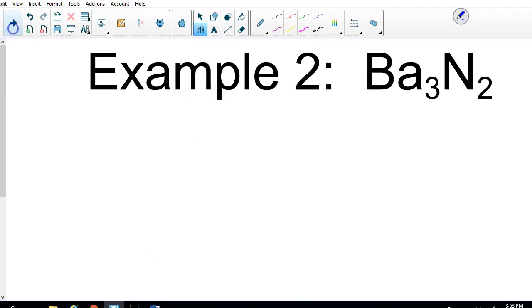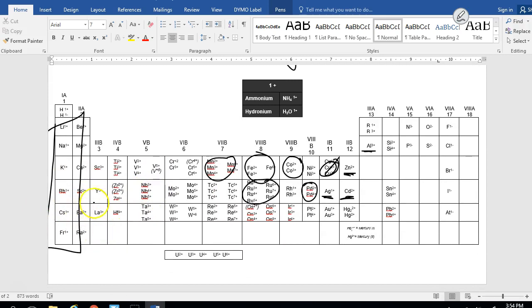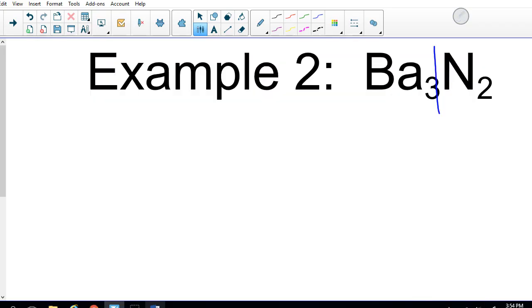Next one. On this one, I'm going to split, right? Barium does not have a roommate. I'm going to flip over and show you. Barium is right here. It lives alone. So I do not need to do anything except name it. So I would name this half barium, no Roman numerals because it doesn't have a roommate.